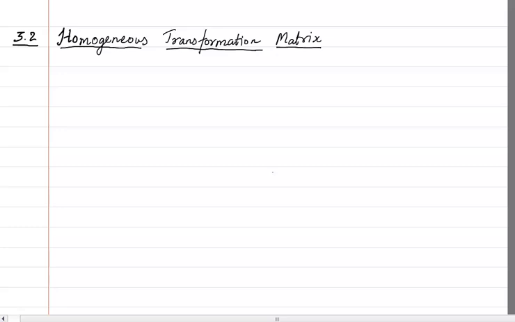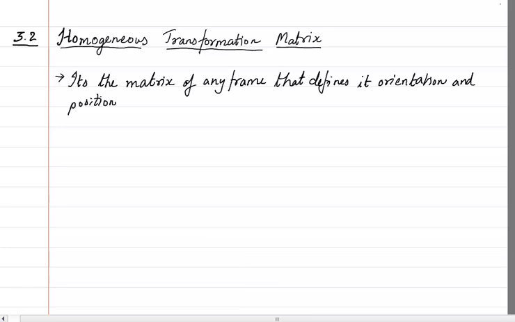Thus, we know that for every object or rigid body, for every translation of that rigid body, for every orientation change of that rigid body, we will always represent it by a 4 by 4 matrix, and that matrix is called the homogeneous transformation matrix. So let me define it one by one. That is, it's a matrix of any frame that defines the orientation as well as the position of the matrix.